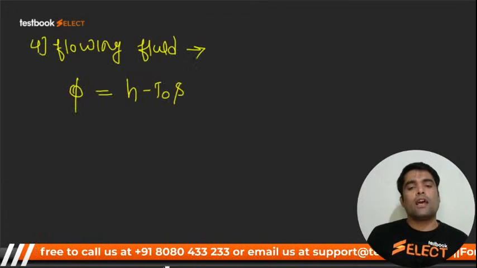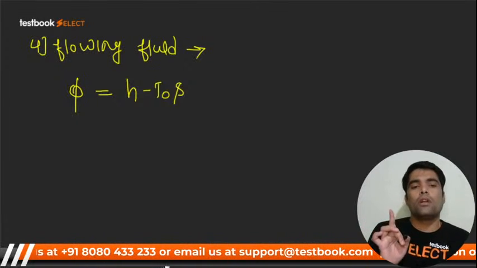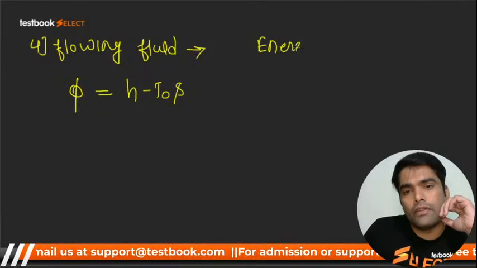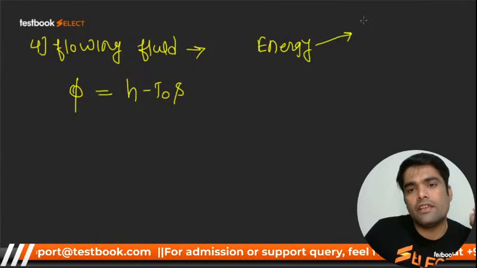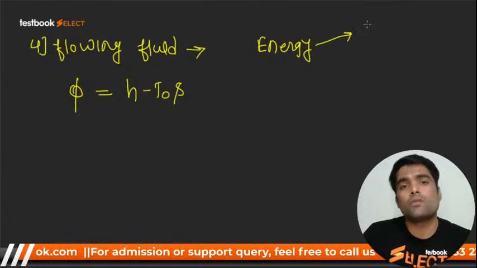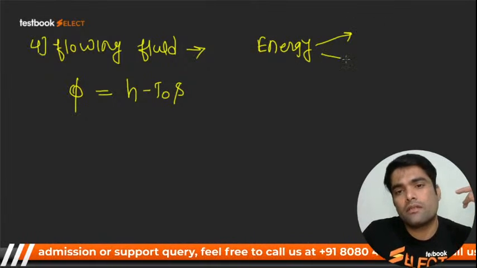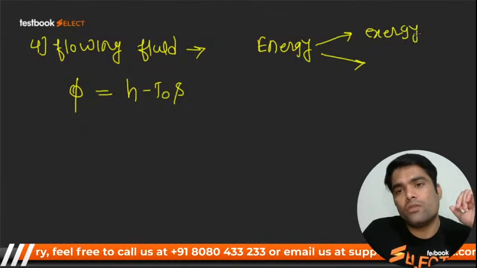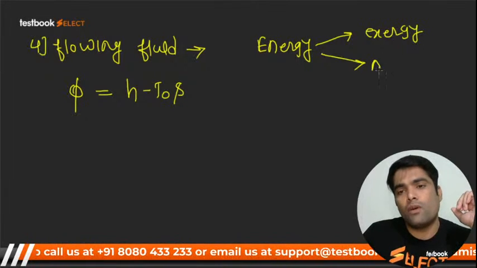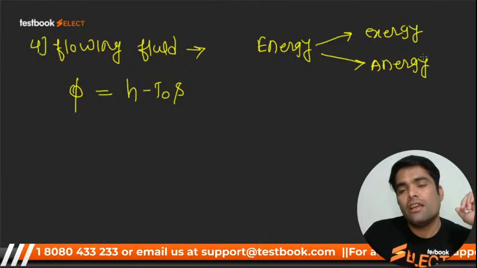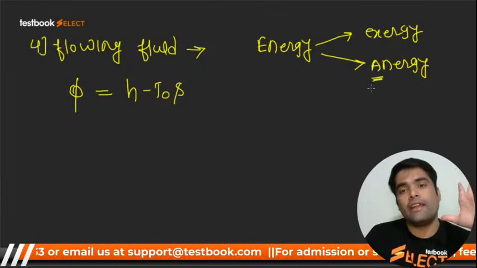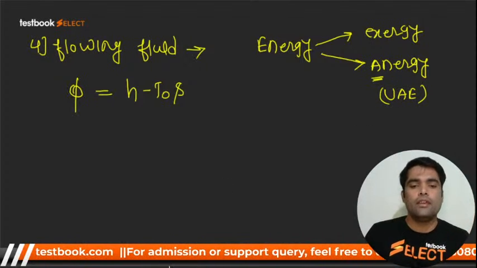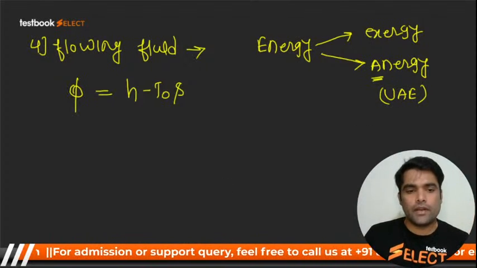So this is all about availability. Remember one thing, this is the extra thing: energy always has two parts. The part that we can utilize is exergy, which is known as available energy, and the other part is anergy, which is unavailable energy. We are not able to utilize it.